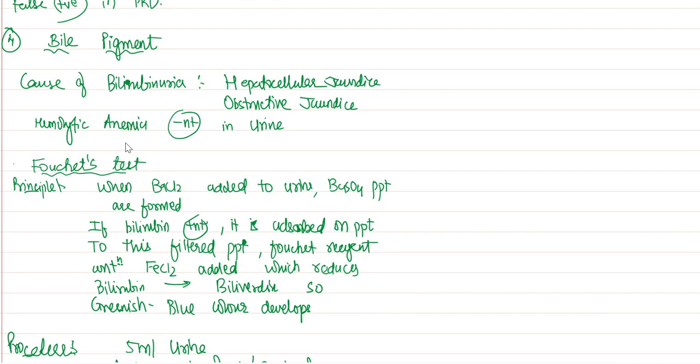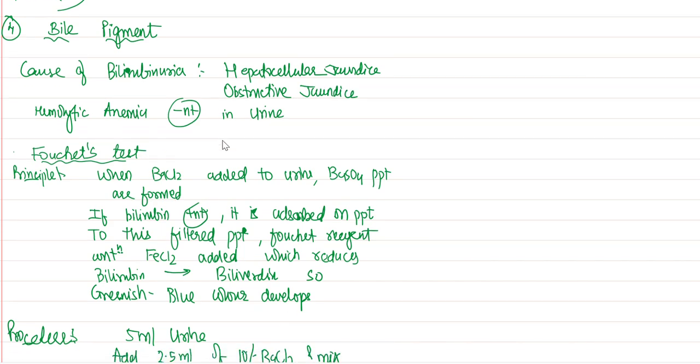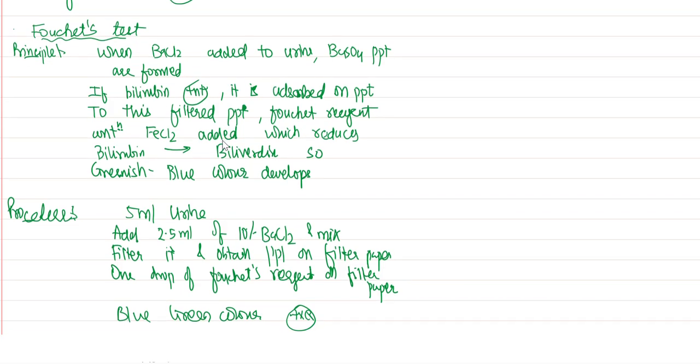Fourth is the bile pigment. Causes of bilirubinuria are hepatocellular jaundice or obstructive jaundice. In hemolytic anemia, the bile pigment is absent in the urine. For that, the test done is the Fouchet test. Principle is when barium chloride is added to urine, barium sulfate precipitate is formed. If bilirubin is present, it is absorbed on the precipitate. To this filtered precipitate, Fouchet reagent containing FeCl3 is added, which oxidizes bilirubin to biliverdin, so a greenish blue color develops.